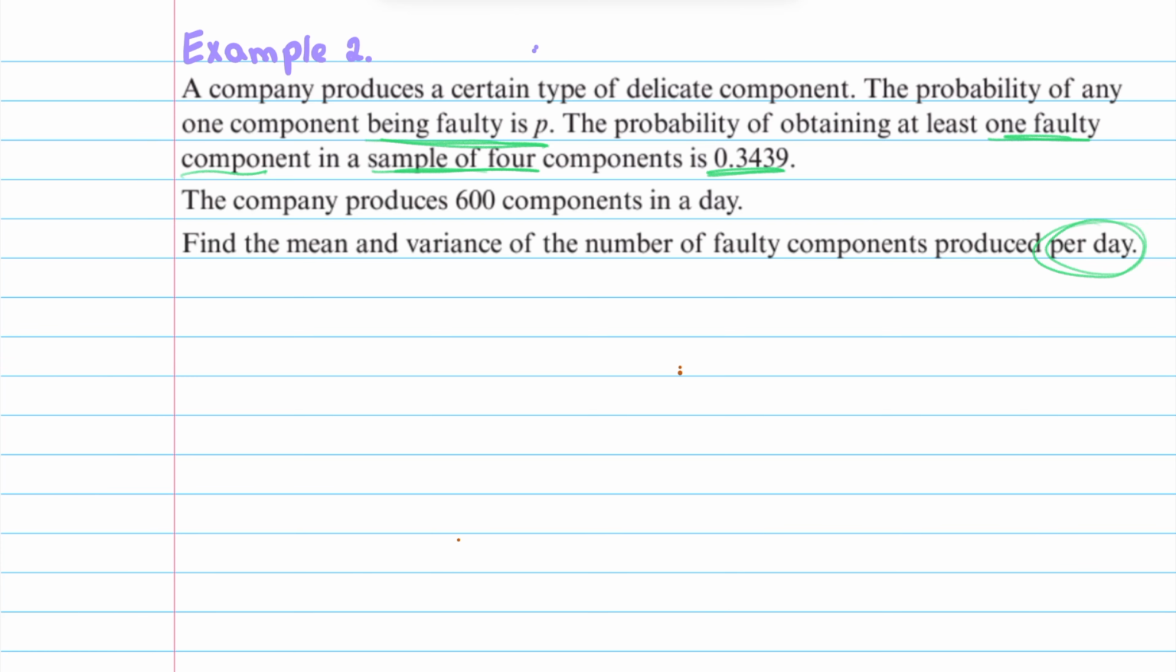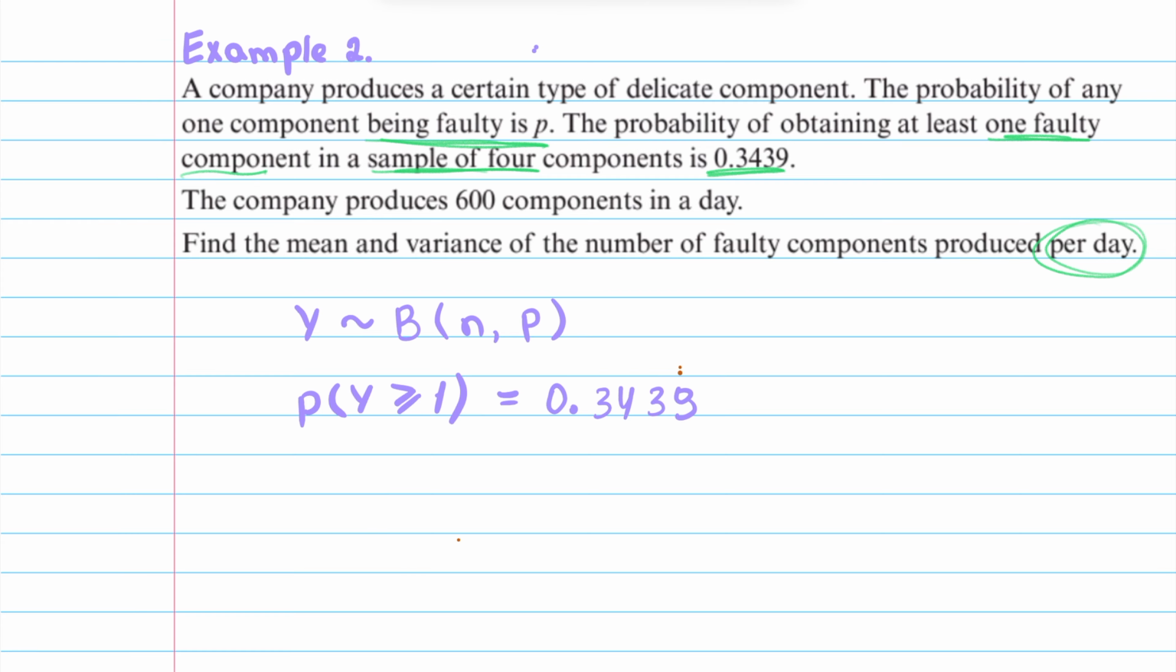Alright. So let's define a binomial random variable, let's take this time Y. Y has a binomial distribution of n and p. Remember we are given a statement that the probability of obtaining at least one faulty component, where Y is the number of faulty components, so Y is greater than or equal to 1, is 0.3439.